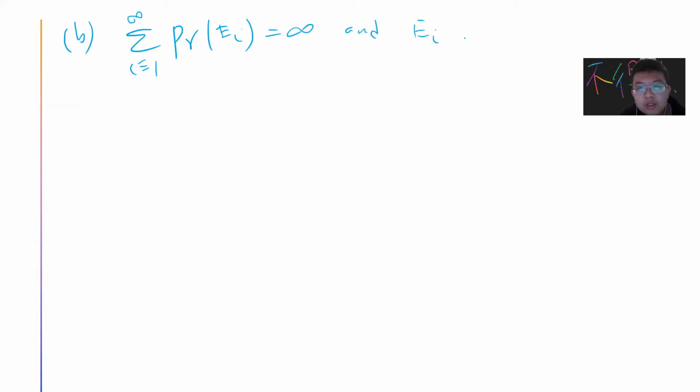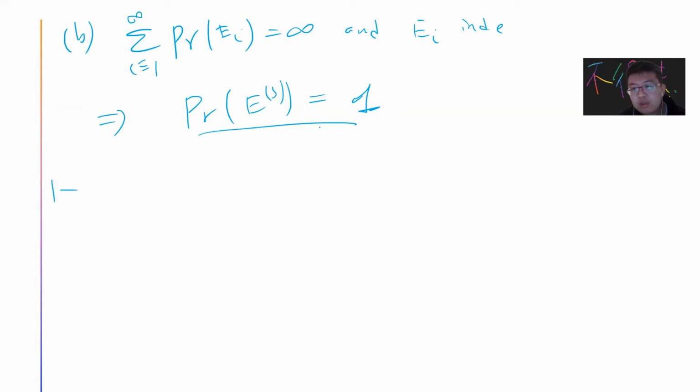Now the second Borel-Cantelli says that if your sum is infinite, and all the E_i are independent, then you want to prove that the probability of E_S will be 1. This one will probably be a little bit difficult, but let's do this. I want to prove that the probability is 1, so I want to prove that 1 minus this will be 0. Let's first check this.